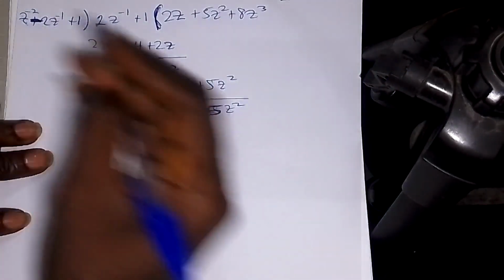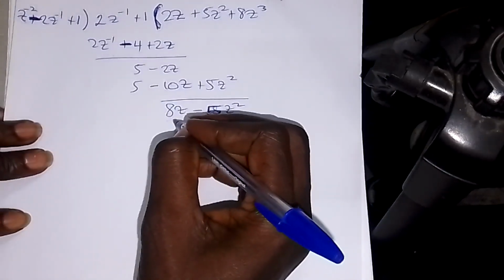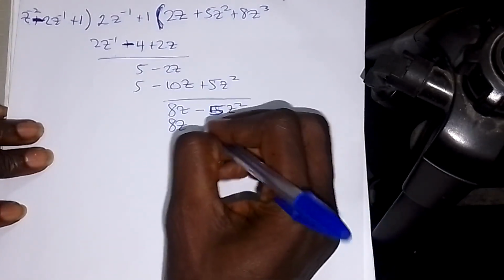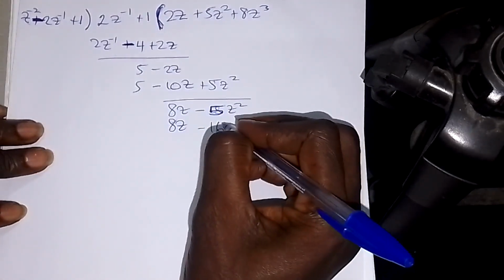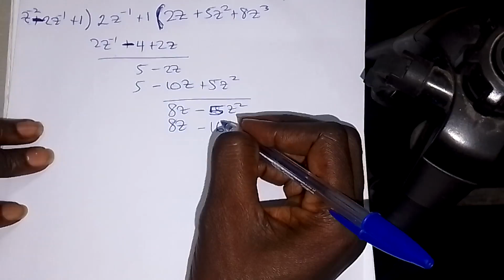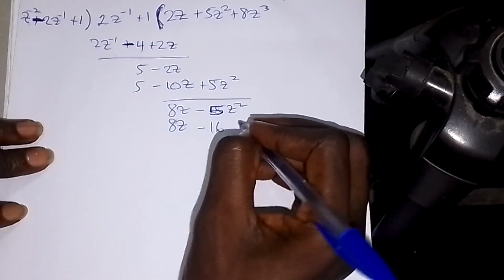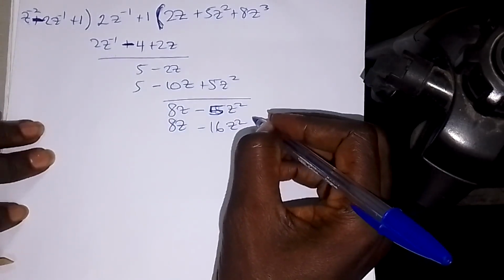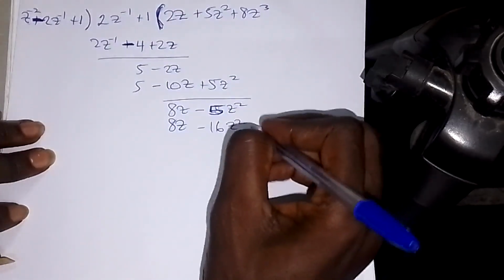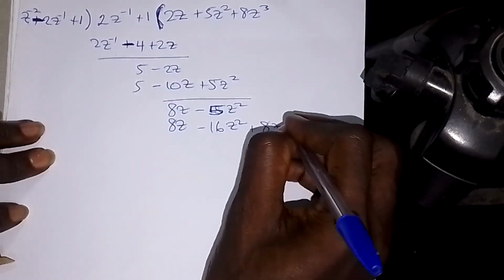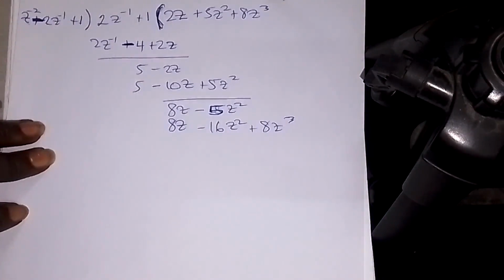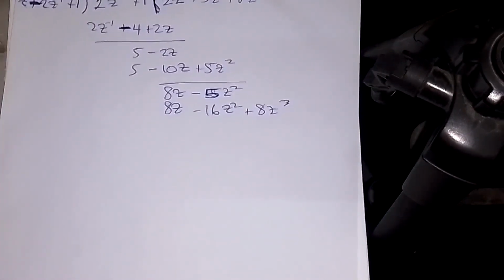Then if I multiply it with this one, I'll get 8z. If I multiply it here, I'll get minus 16z squared. Then here, if I multiply it here, I'll get plus 8z cubed. So basically, that is the series that I'm actually going to get.